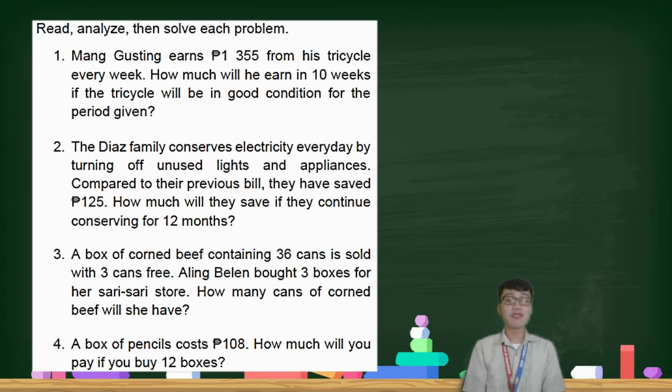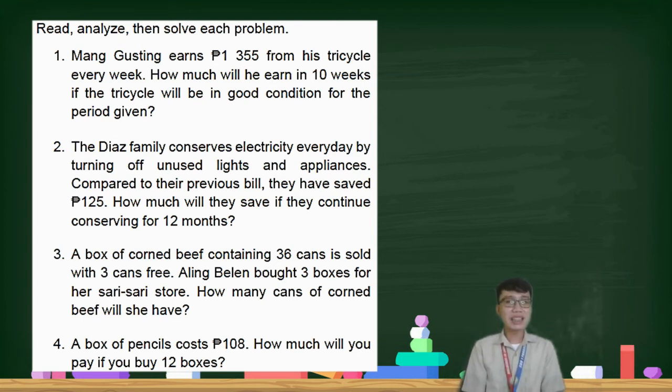Here's another set of activity. Read, analyze, then solve each problem. Number 1. Mang Justin earns 1,355 pesos from his tricycle every week. How much will he earn in 10 weeks if the tricycle will be in good condition for the period given?